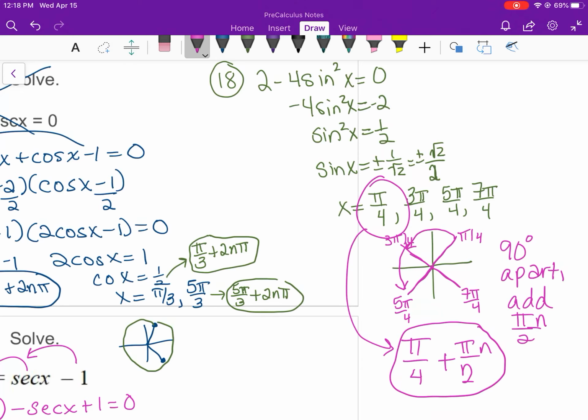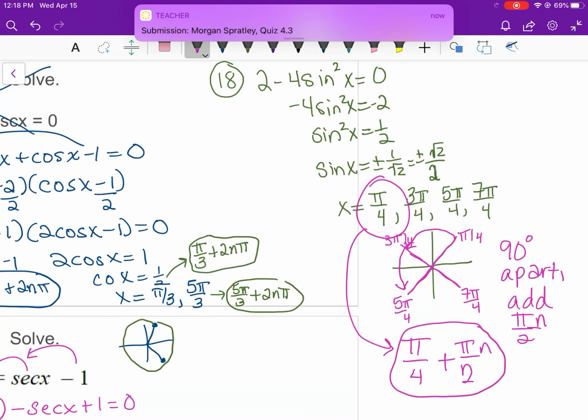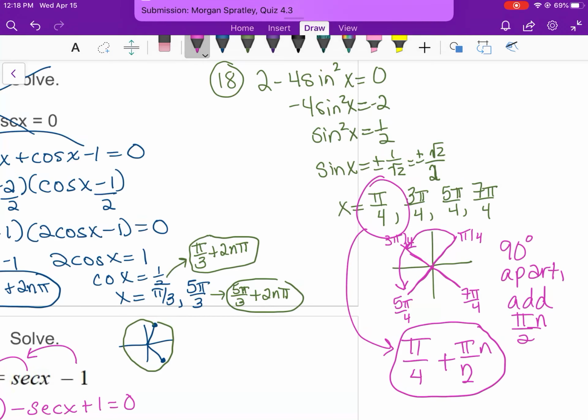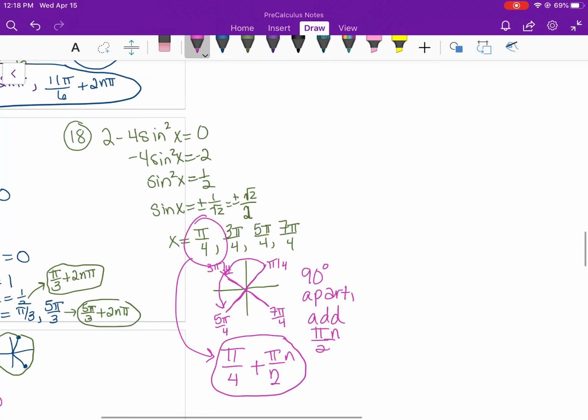So for example, if n is 0, I get pi over 4. If I plug in a 1 for n, I would add pi over 4 to pi over 2, and I would get 3 pi over 4, and so on. So it is understood that n is any integer. All right, some what ifs.